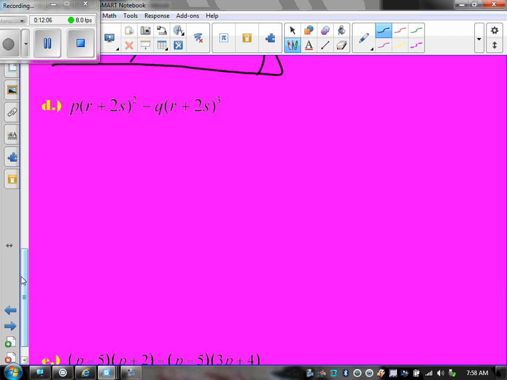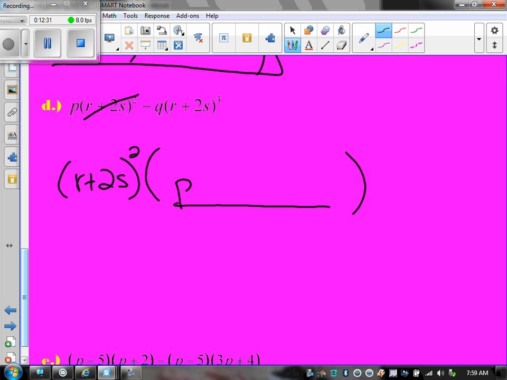How many r plus 2s's does this guy have? 2. This guy has 3. So can I take out 2 from each of them? So I'm going to take out an r plus 2s squared. I'm going to take out 2 from each of them, since they both at least have 2 of them in there. Let's leave our leftovers. All my leftovers go in the same thing.